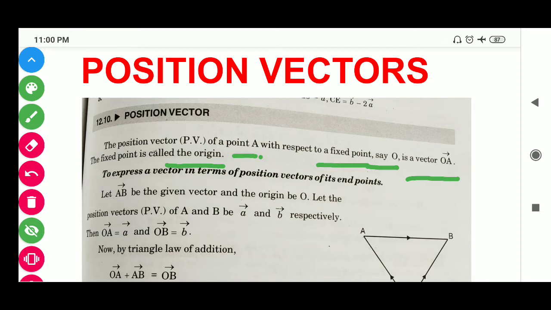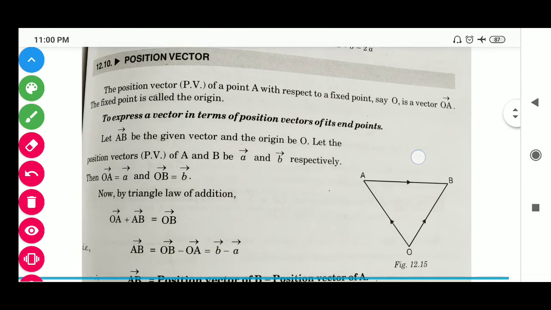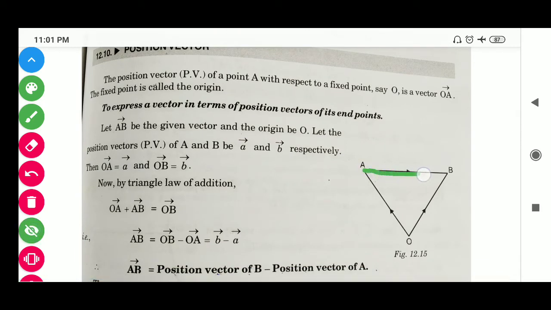If we find it by using the distance formula, then O to A is the position vector of point A only. In this way, O is the origin. Now, to express a vector in terms of the position vectors of its endpoints, suppose students, here we have a diagram with vector AB. Here AB is a line segment directed towards B, and O to A, O to B: O denotes the origin, and OA is the position vector of A, OB is the position vector of B.